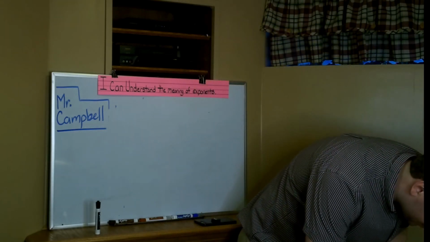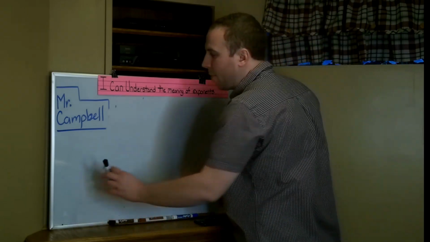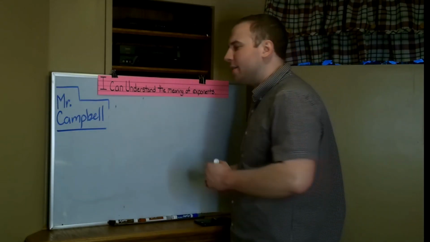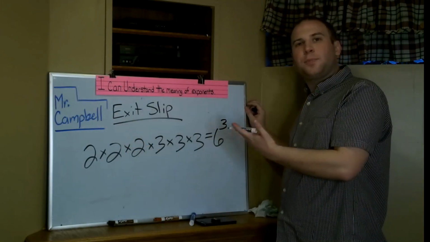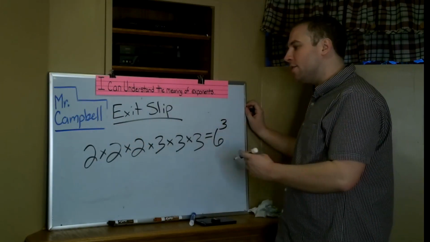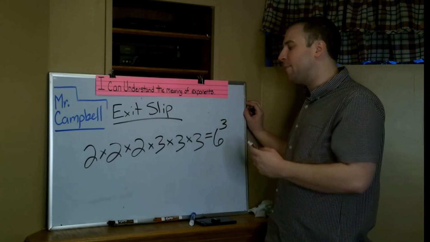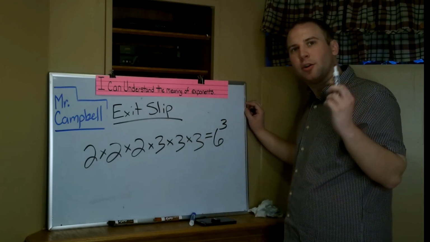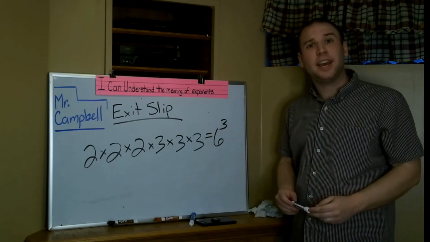So, let's say I have the following problem, and I'll make this easy to start things off for you guys, 6th graders. Your exit slip today, is this problem true or false? Is 2 times 2 times 2 times 3 times 3 times 3 equal to 6 to the 3rd power? I'll give you a brief moment, then I'll review with you today's exit slip.